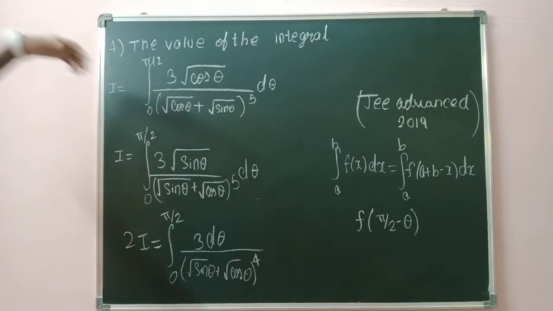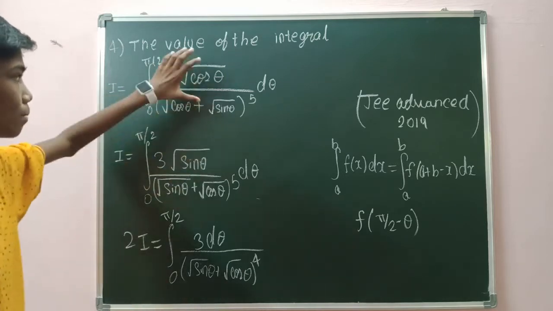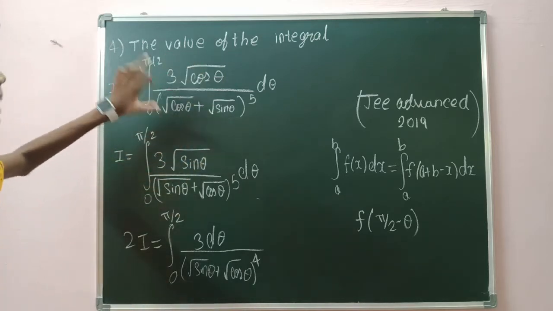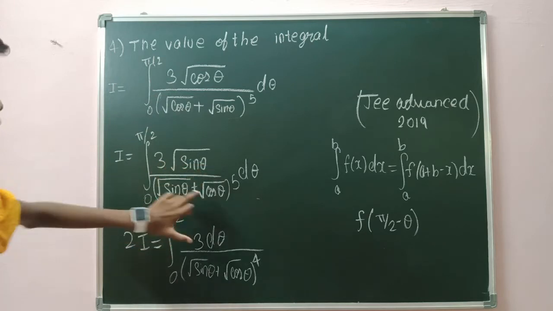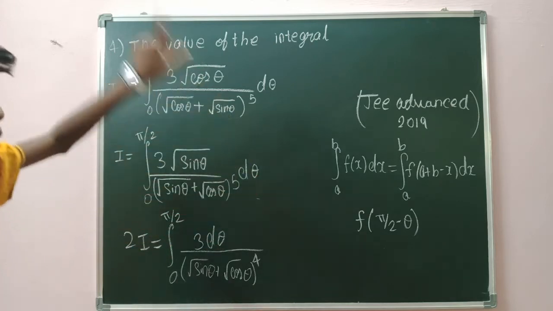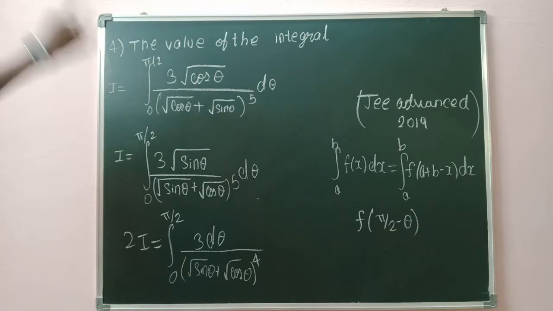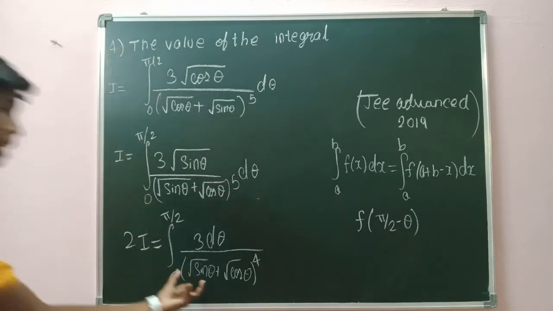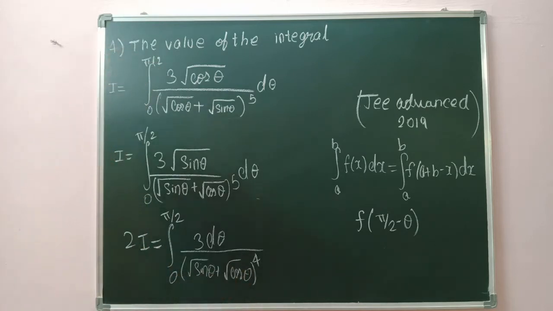As the limits are the same, you can directly club these inside values. So you get 3 into (√cosθ + √sinθ) by (√sinθ + √cosθ) whole power 5. So one (√sinθ + √cosθ) will get cancelled on both numerator and denominator. Hence I will get (√sinθ + √cosθ) whole power 4. Very simple, just add them. Such a simple concept.